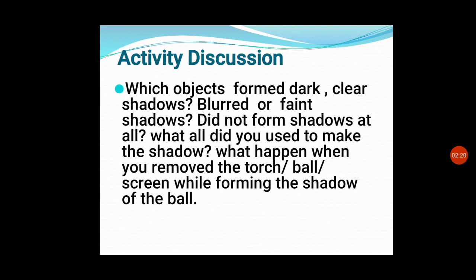So, which objects form dark, clear shadows, blurred or faint shadows, or did not form shadows at all? What all did you use to make the shadow? What happened when you removed the torch, ball, screen while forming the shadow of the ball? See, this also you have to observe: what happened when any of the things is removed, whether the shadow will be formed or not.